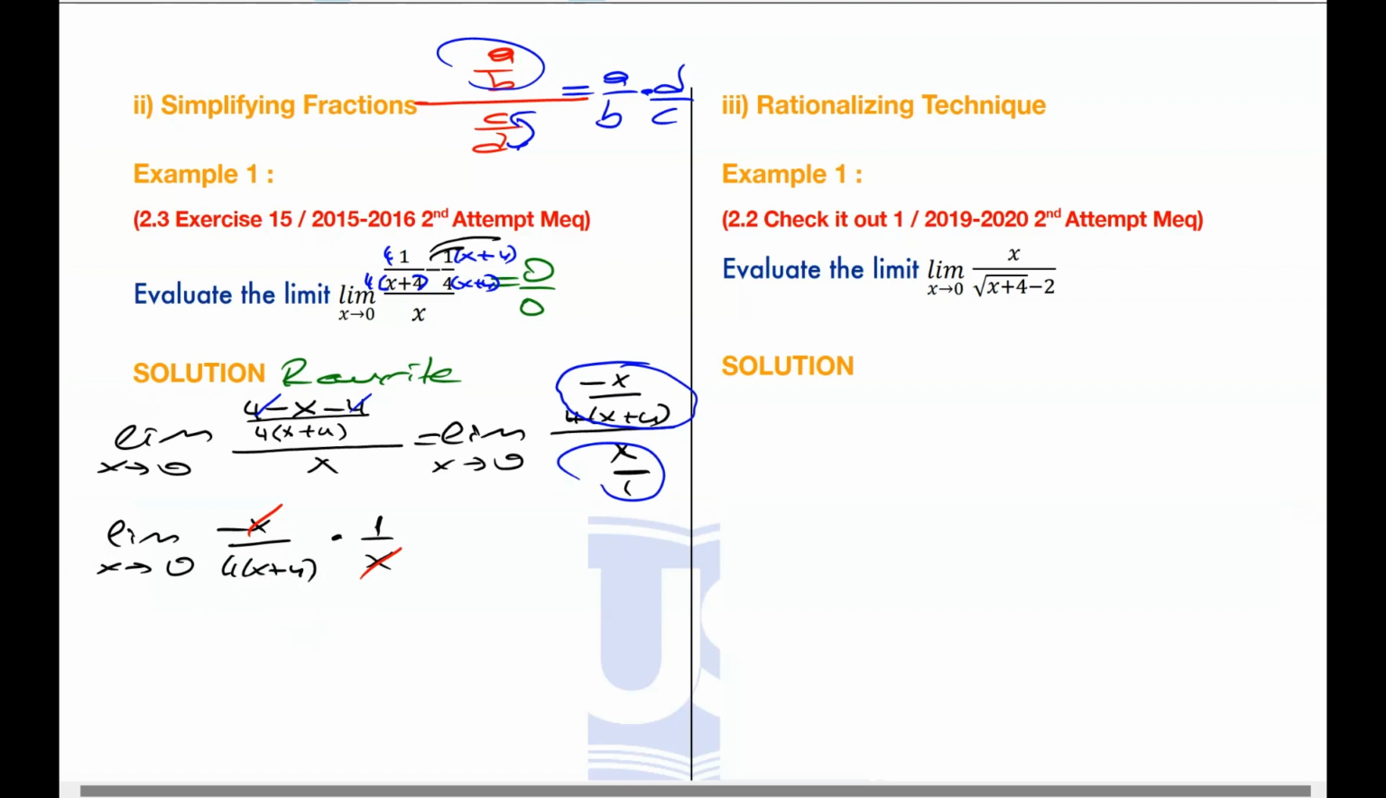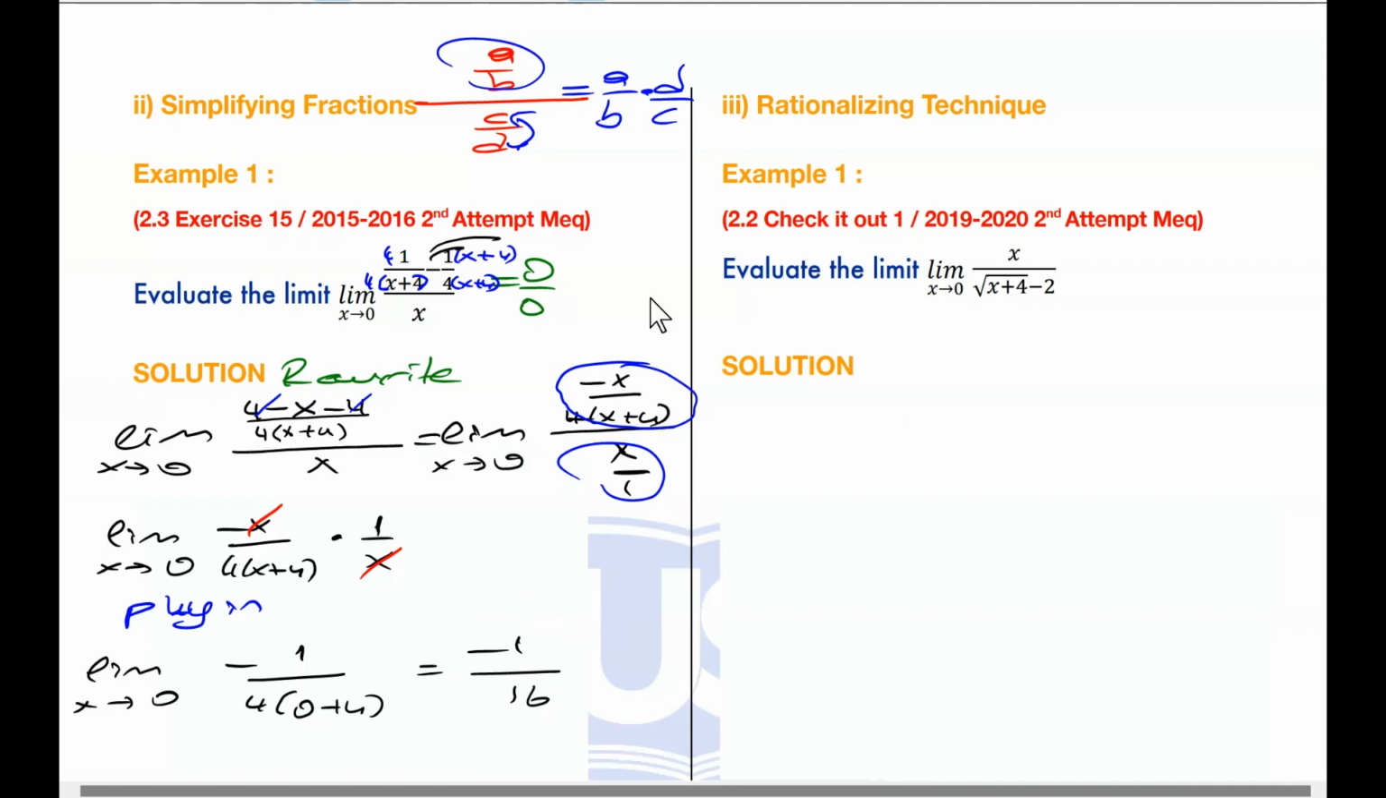Now direct substitution. Let's plug in 0. So it's going to be limit as x approaches 0 of negative 1 divided by 4 multiplied by 0 plus 4, which will give me negative 1 divided by 4 times 4, 16. So the answer to this question is negative 1 over 16.